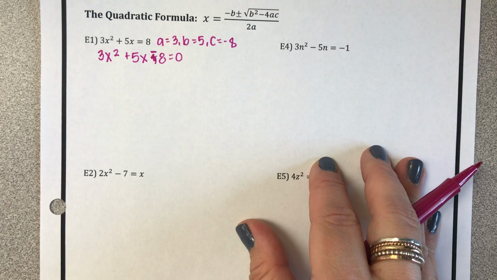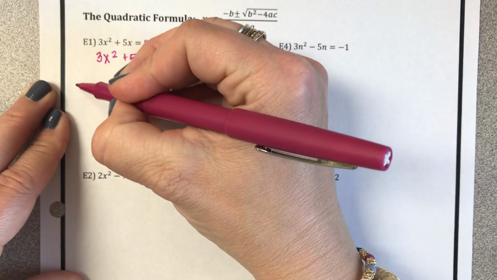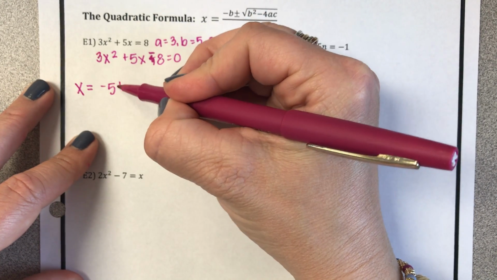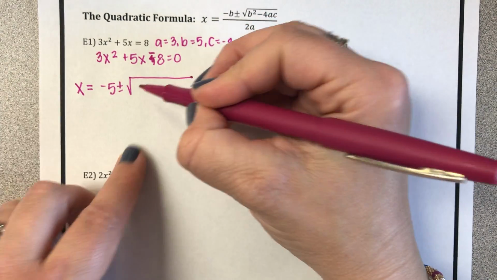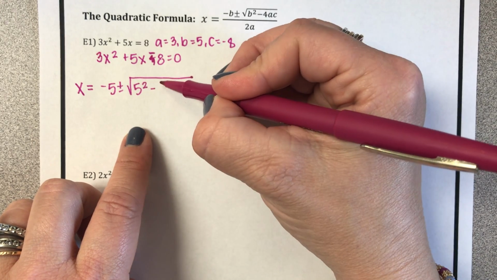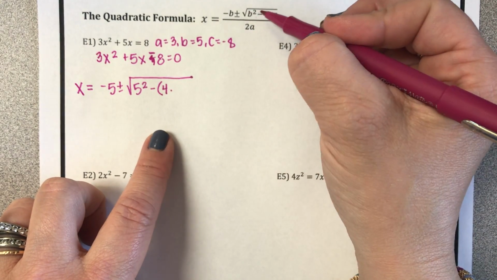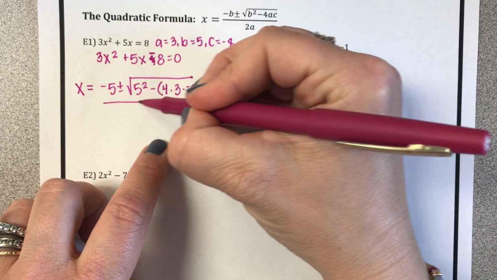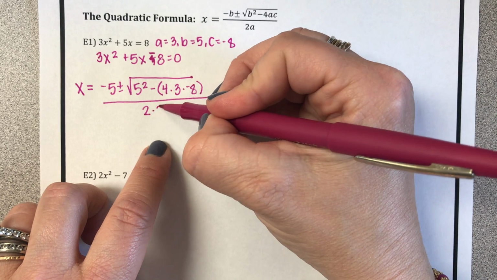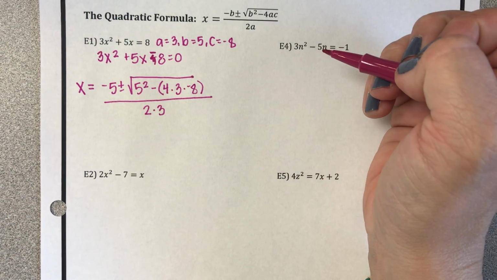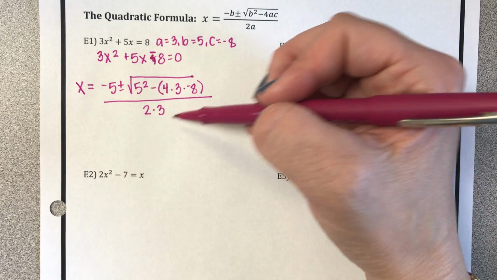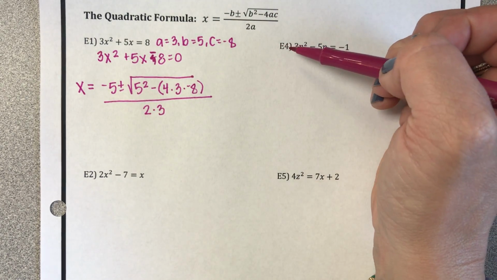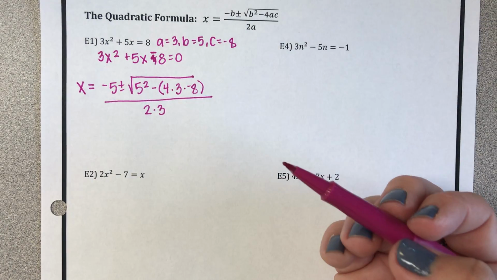So now we get to plug it into the quadratic formula. We're going to write x equals negative b plus or minus the square root b squared minus 4 times a times c all over 2 times a, right? All over 2a. So we've filled out our quadratic formula using a, b, and c. Now I just have to work it out.